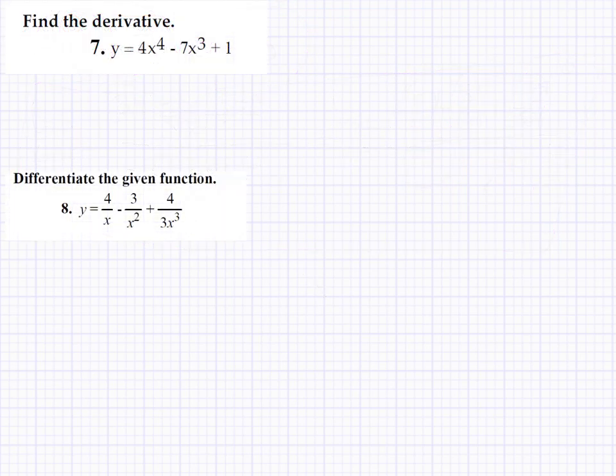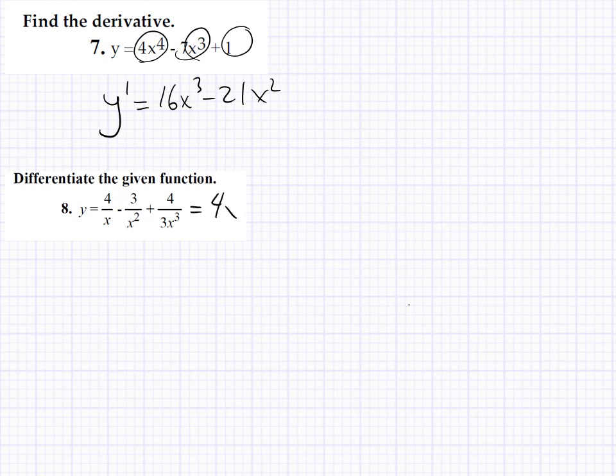Okay, here are two functions where we're going to take the derivative. They both should be very easy. First one's a polynomial. We're going to use the derivative of these three separately because they're added and subtracted together, and each one's going to apply the power rule and the constant multiple rule. So very simply, the first one is y prime equals 16x cubed minus 21x squared, and the derivative of 1 is 0. That's it.